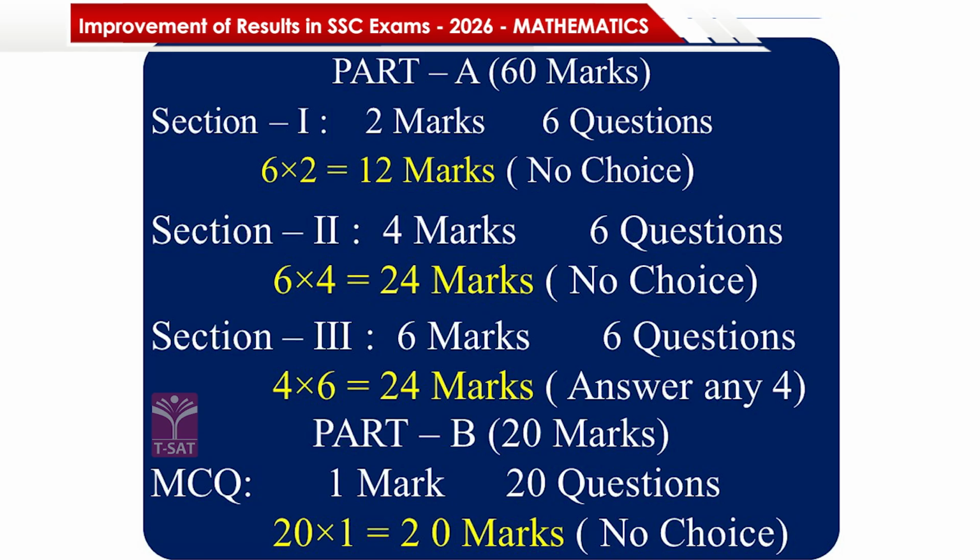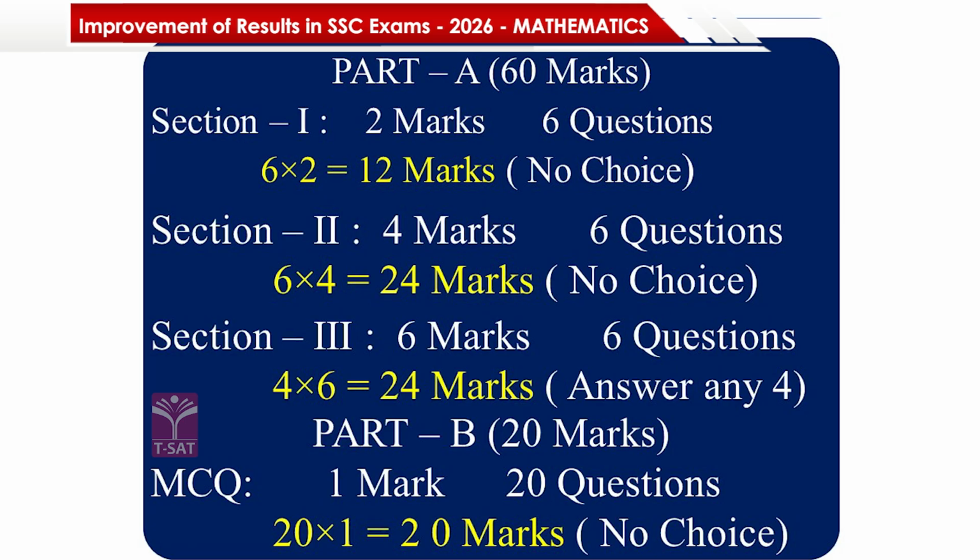Here we have 3 sections in part A. Section 1 is very short answer questions, and each question carries 2 marks, and you will be given 6 questions, and there is no choice in this section. You have to answer all the 6 questions. So 6 into 2, 12 marks is allocated for this section.